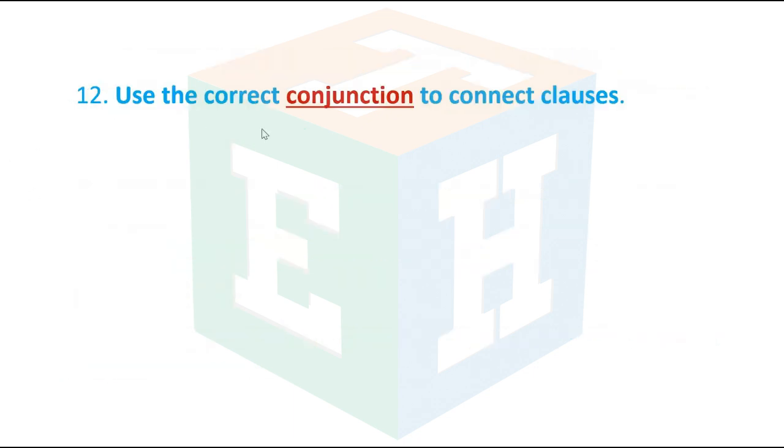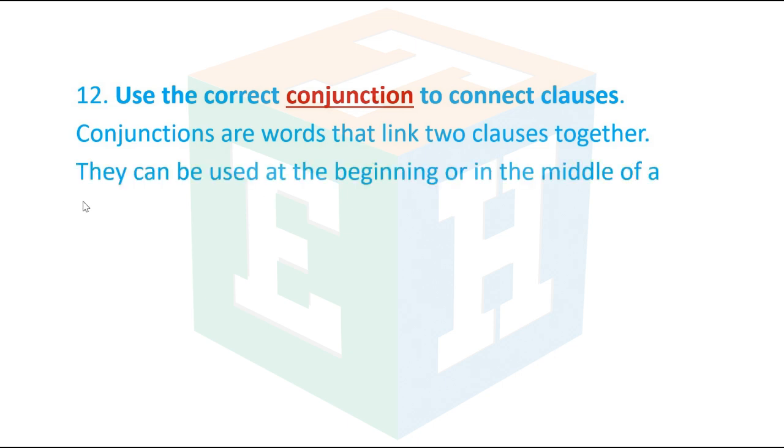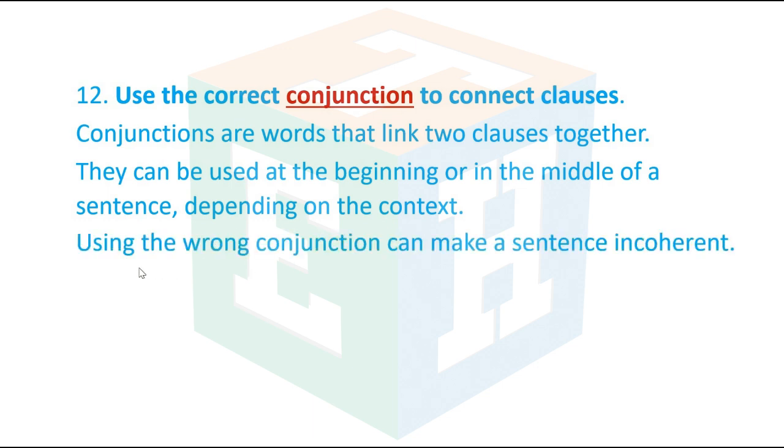Number 12. Use the correct conjunction to connect clauses. Conjunctions are words that link two clauses together. They can be used at the beginning or in the middle of a sentence, depending on the context. Using the wrong conjunction can make a sentence incoherent.